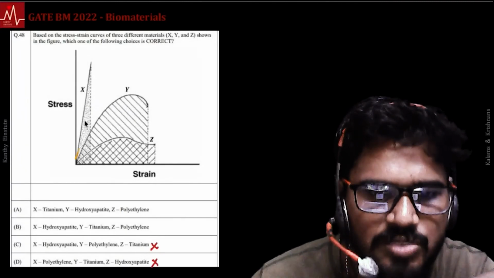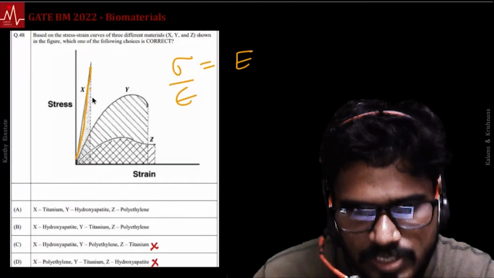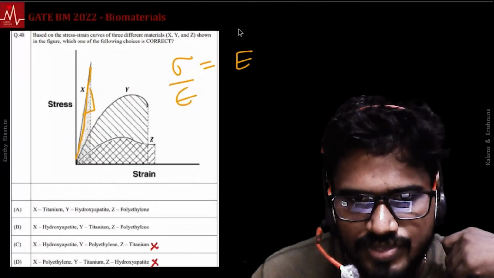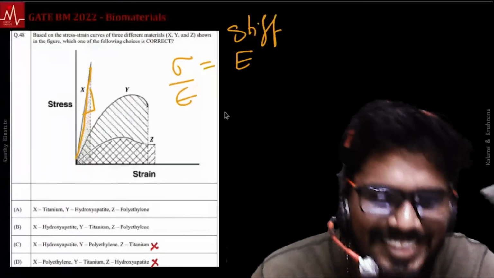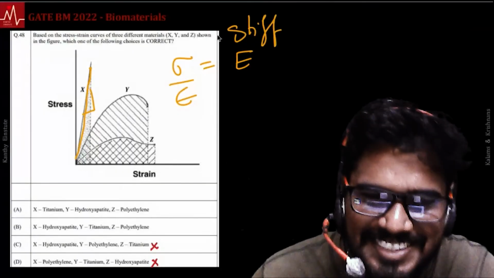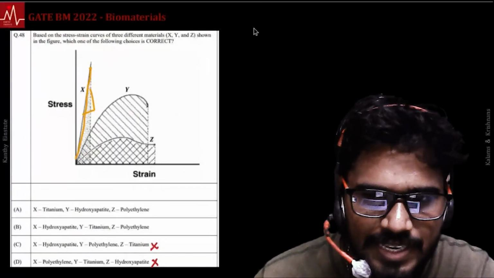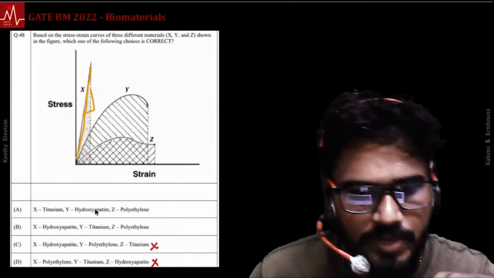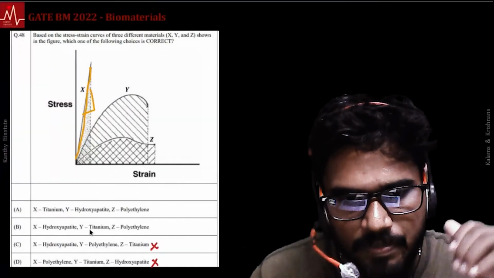The higher the curve here is, the stiffer it is. So the slope tells you how stiff something is, right? Polyethylene is the least stiff. I ruled out options C and D. It's between titanium, hydroxyapatite and hydroxyapatite, titanium.